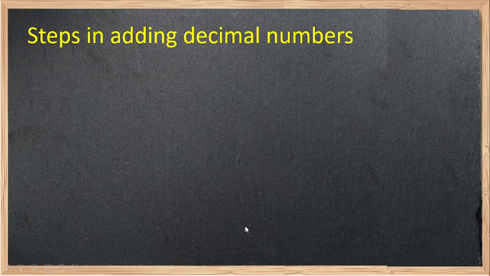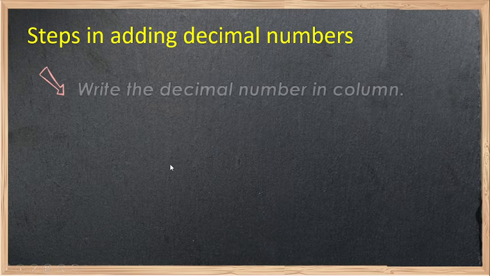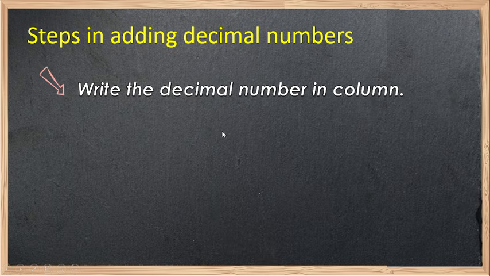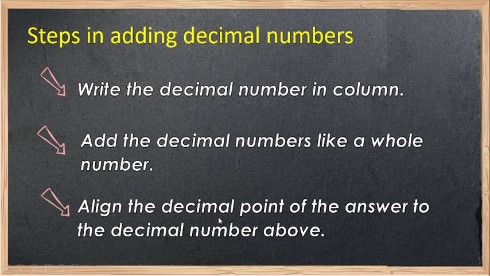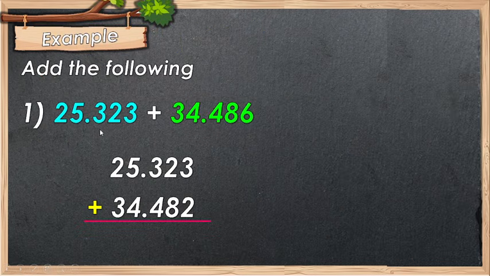Now, steps in adding decimal numbers. Number 1, write the decimal numbers in column. Number 2, add the decimal numbers like a whole number, and then align the decimal point of the answer to the decimal numbers above. Okay, let's have an example to further analyze how to add decimal numbers with regrouping.